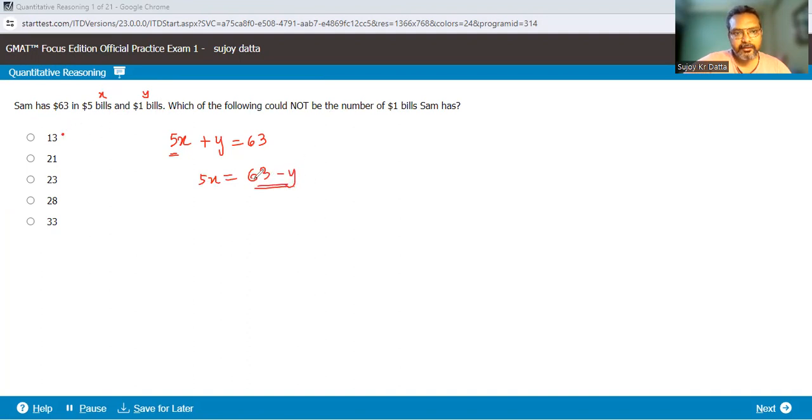So with 13 here, 63 minus 13, 50 is divisible. So this is possible. With 21, 63 minus 21 is 42. That's not possible. 28 would give you something ending in a 5. That is possible. 33 is definitely possible. So your answer would be second.